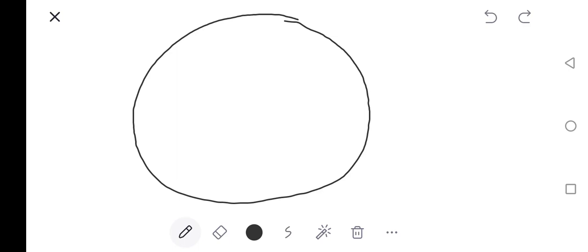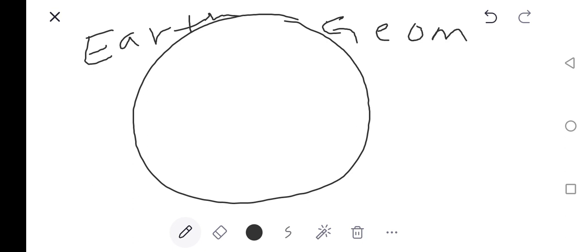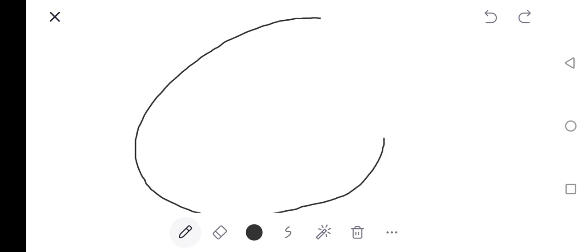Looking at Earth geometry, we've already defined that it is a branch of mathematics that deals with the Earth model. Now, I was saying this Earth geometry is a borrowed topic from geography. So where you see the Earth model, it represents Earth geometry.